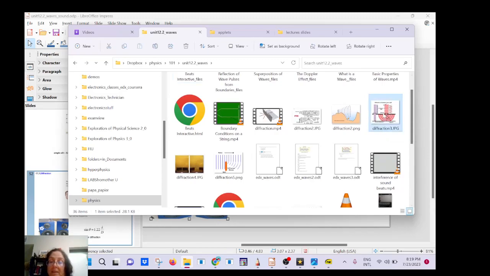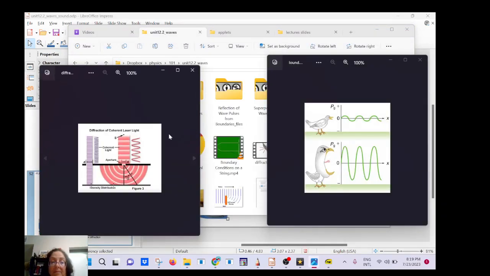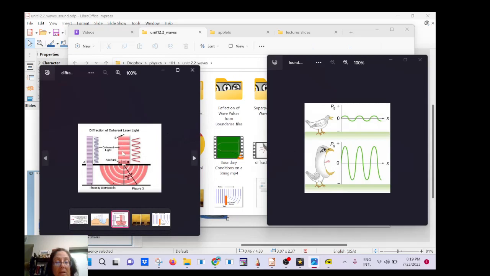So again, that's diffraction. You see light going through an opening will spread out, okay? And how much spreading out happens depends on the wavelength. So if the wavelength is smaller than the opening, then the spread out will be small. But if the wavelength is about the same size as the opening or larger than the opening, it spreads out more.